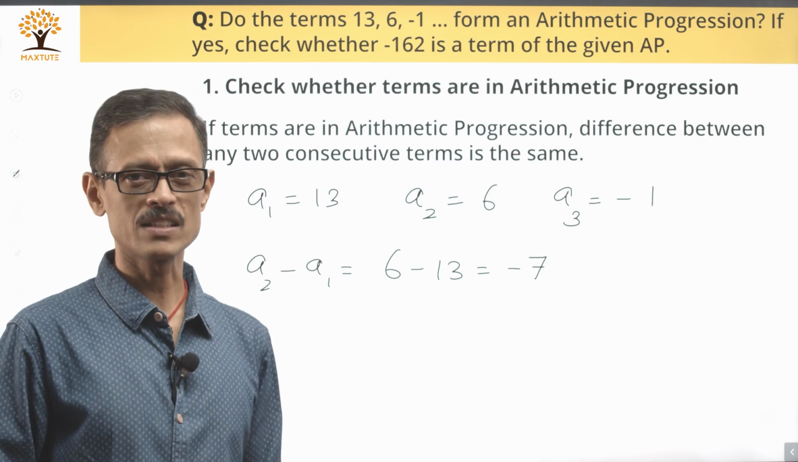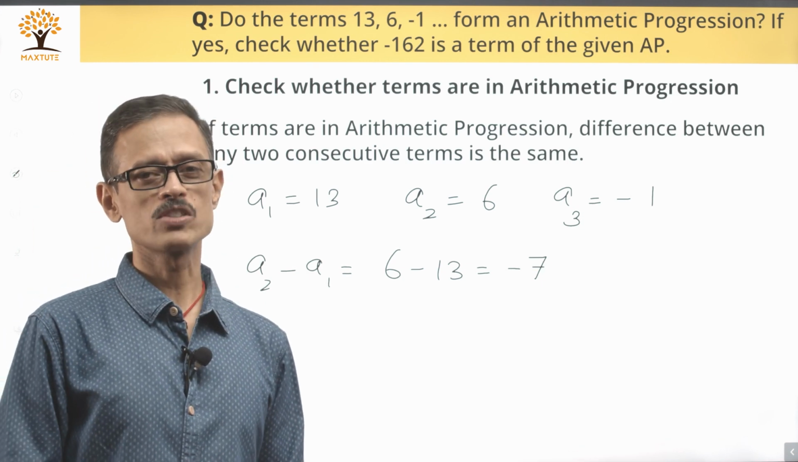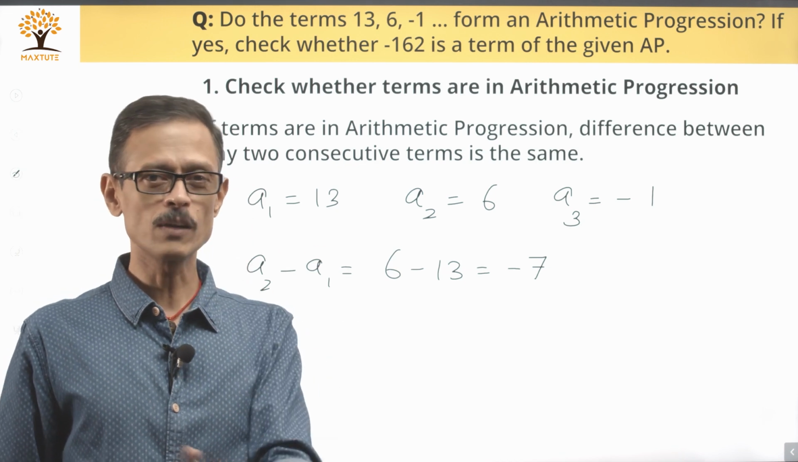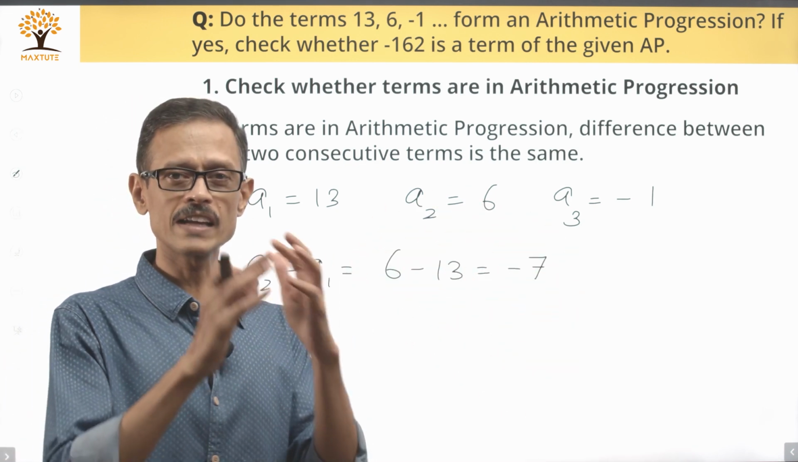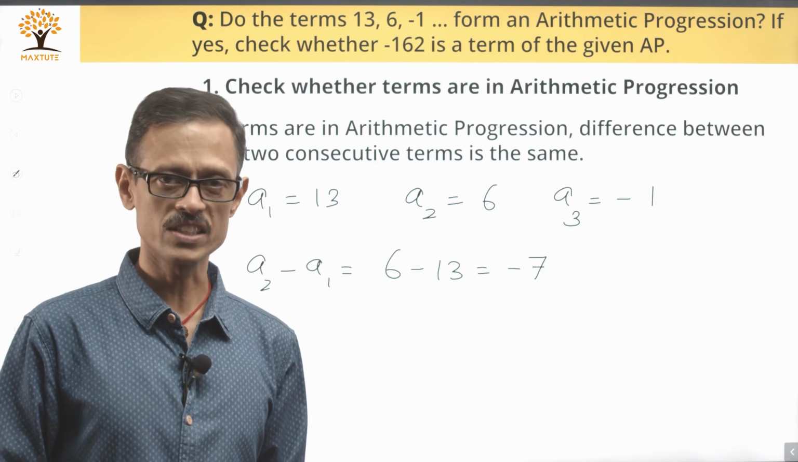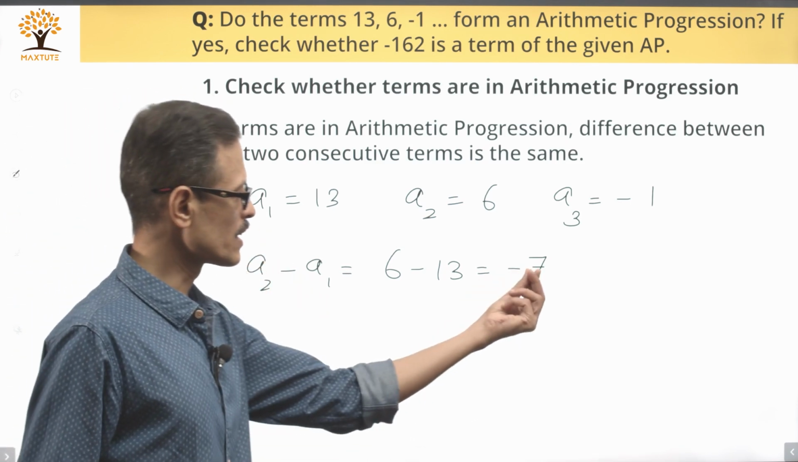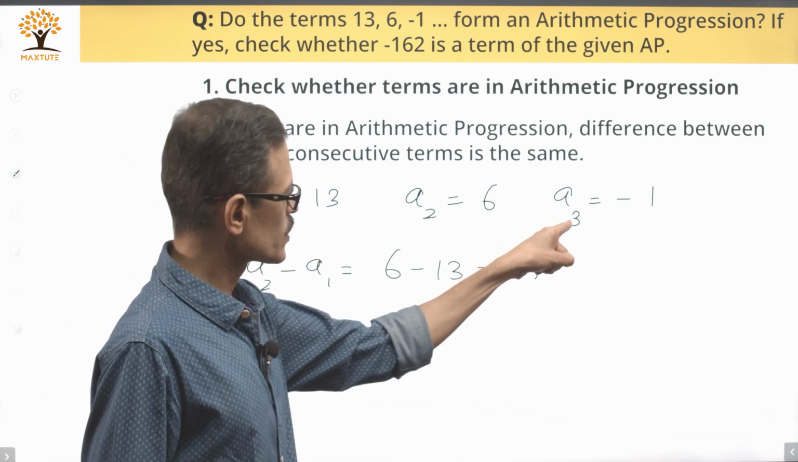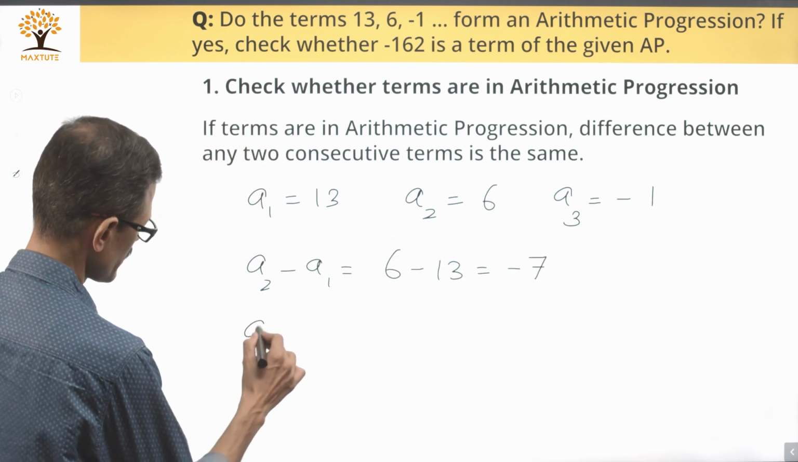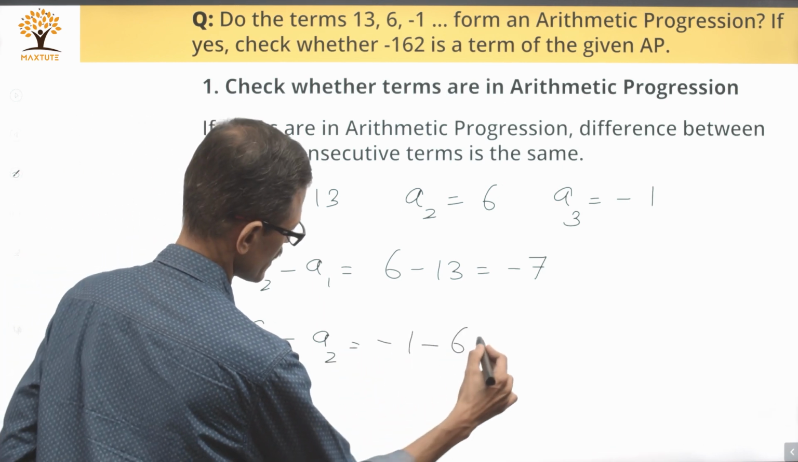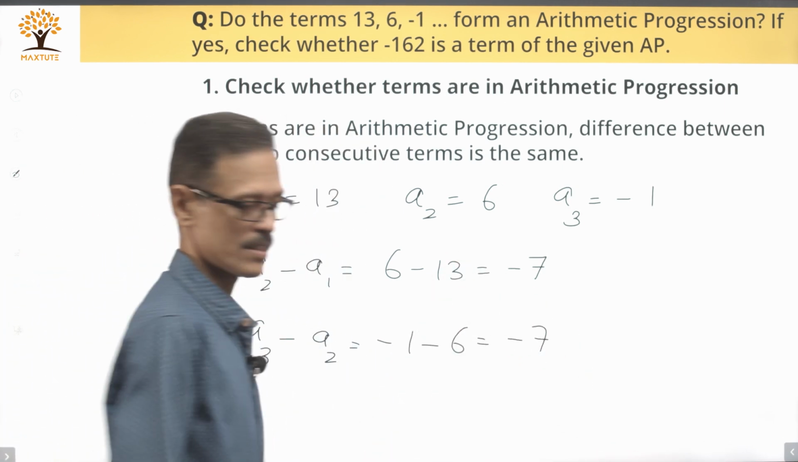Don't worry, because it's a minus 7. It need not always be a positive number, it need not be a positive integer. It can be a 2.3, it can be a minus 0.5, all of those are perfectly valid differences between two consecutive terms. We found the difference between the second and the first turned out to be minus 7. Let's find the difference between the third and the second. A3 minus A2 is minus 1 minus 6, that is also equal to minus 7.